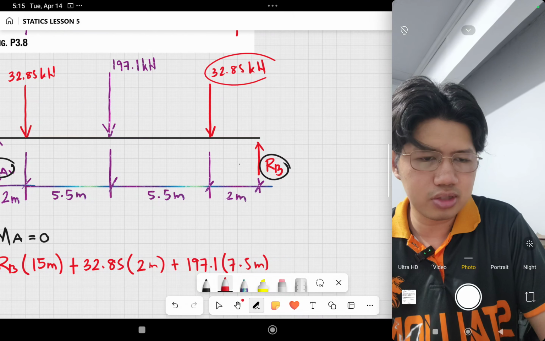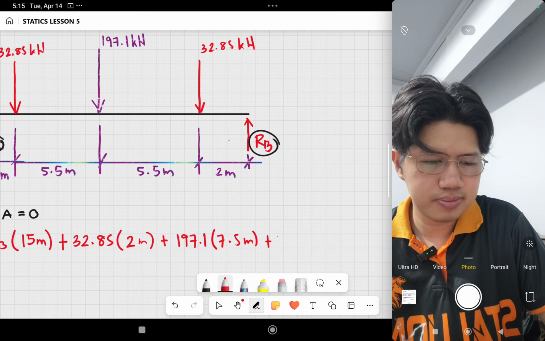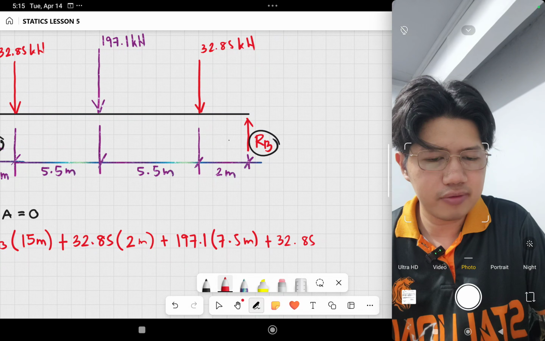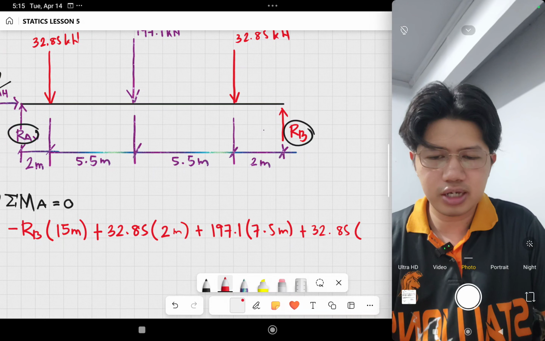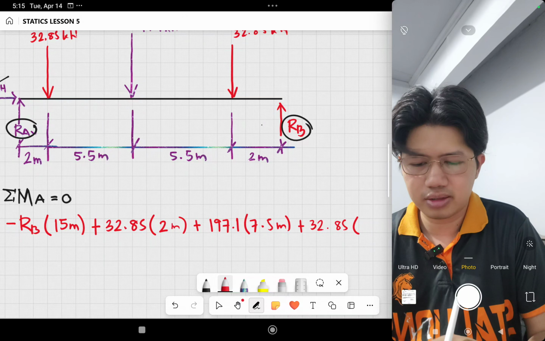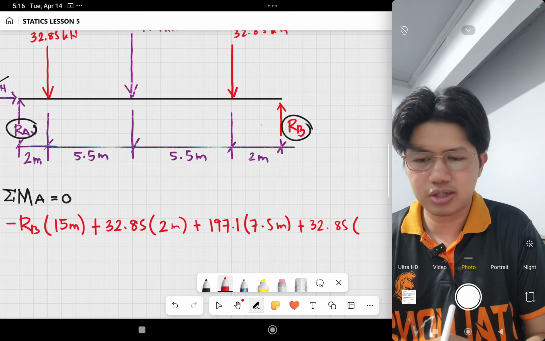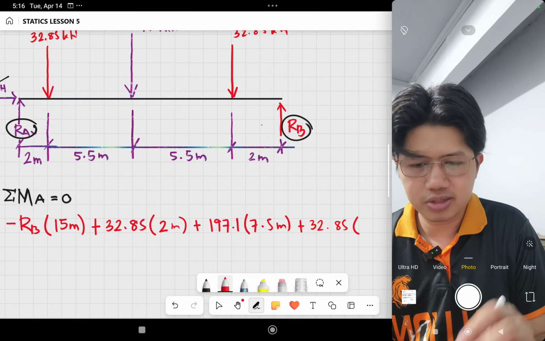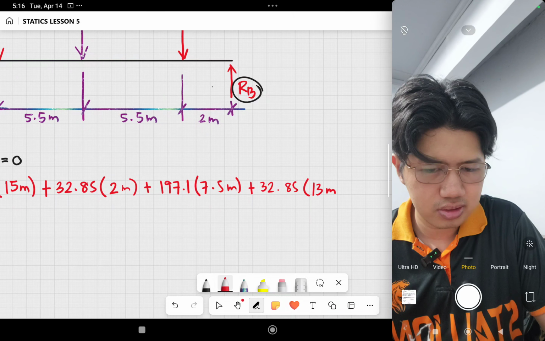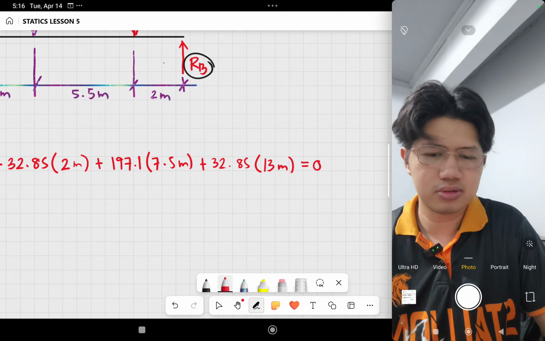And then lastly, itong 32.85 na to. So that is plus 32.85 times, that is 9 plus 3, that is 12. Ay, hindi. 5.5 times 2 plus 2. So that is 5.5 plus 5.5 plus 2, that is 13. So 13 meters. And then we equate that to 0.